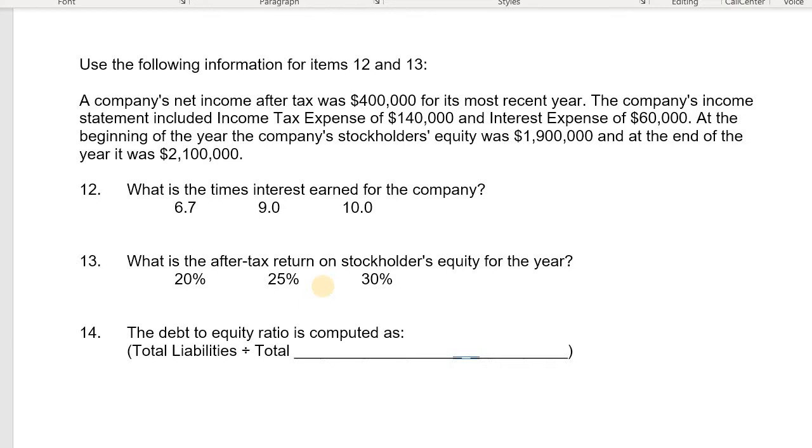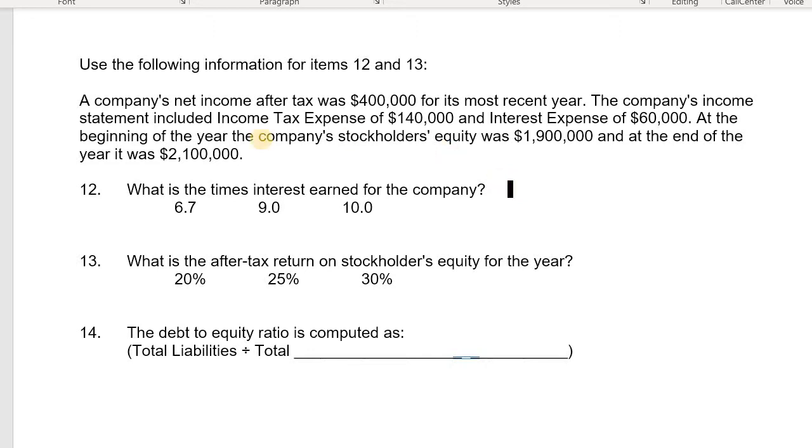So, number 12, what's the times interest earned for the company? Now, we have learned that times interest earned just basically tells you how many times more money you earned than the interest you paid. Hopefully, it's a lot. So we know that it's the income before interest and taxes divided by the interest expense. So let's see what we have here.